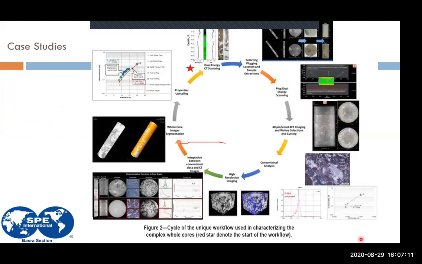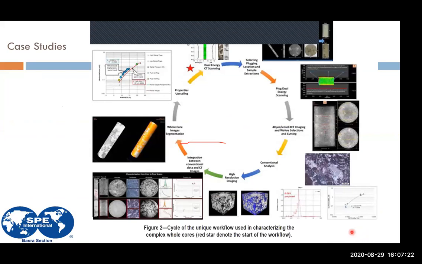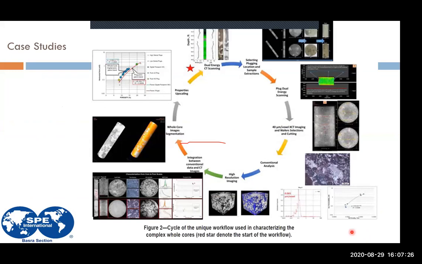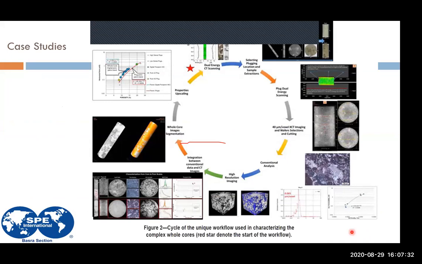They started at the red star there. You can see here, we start with the dual energy CT scanning that I mentioned before. So we have the whole core. We're going to scan the whole core in a CT scanner, using 2 different energies to get 2 different results, and combine them, you can get some information. I'm going to show you that as well.